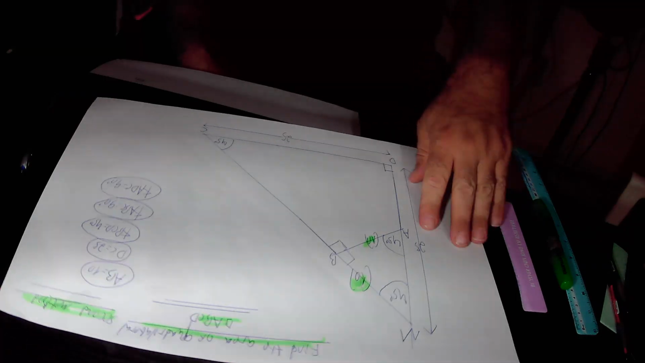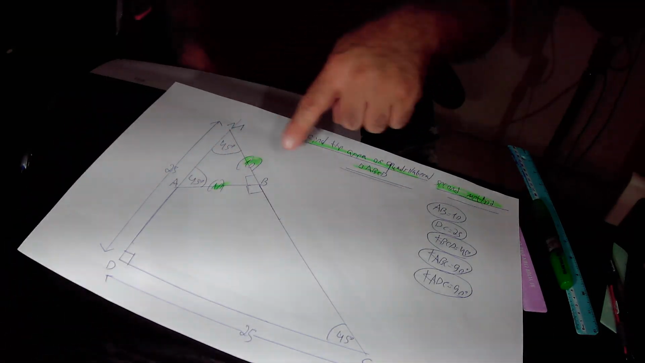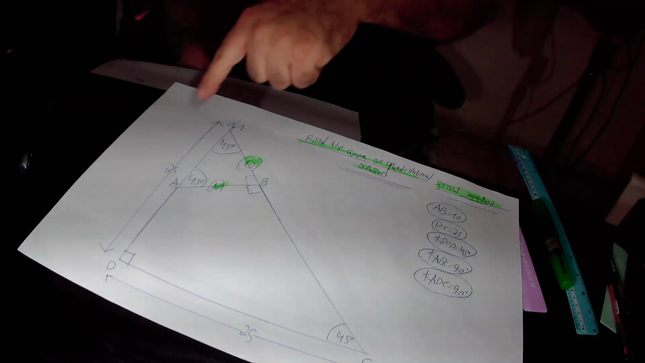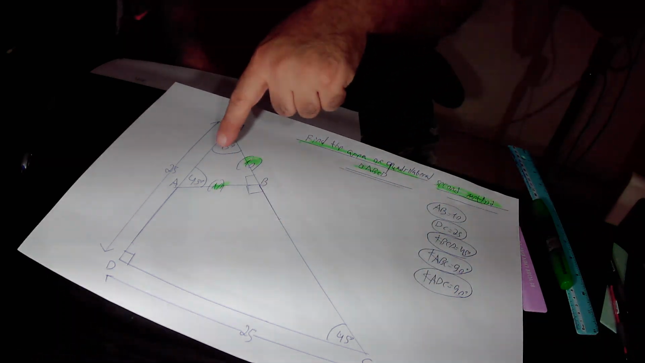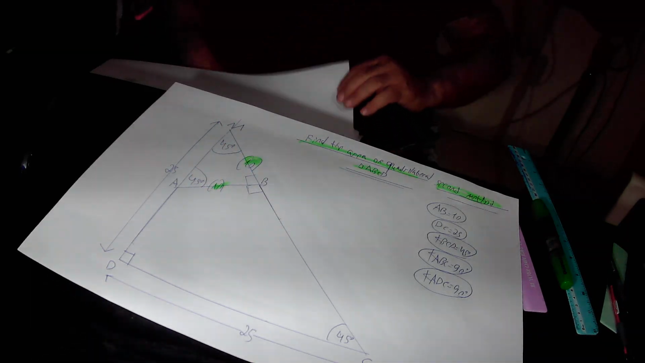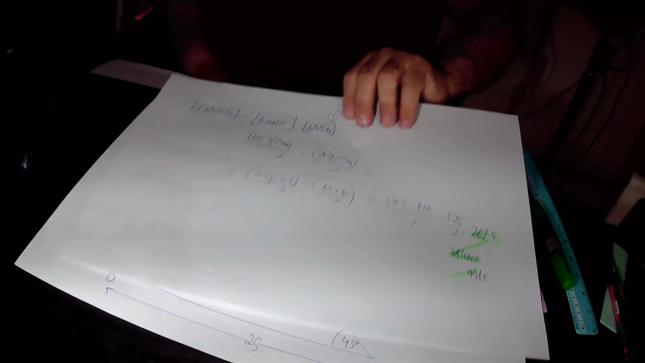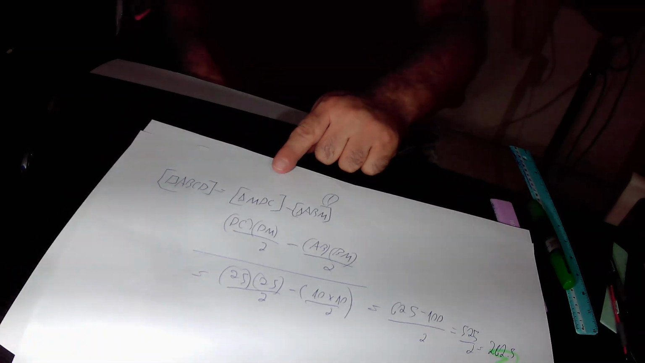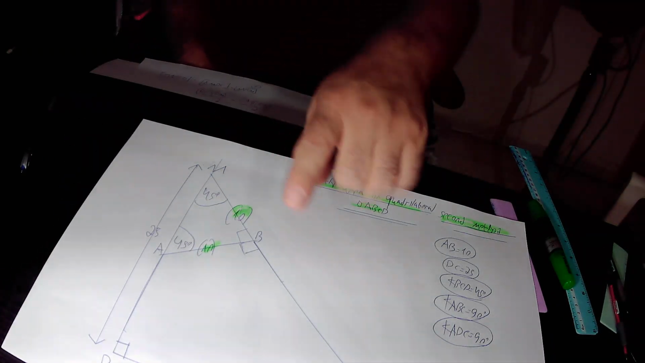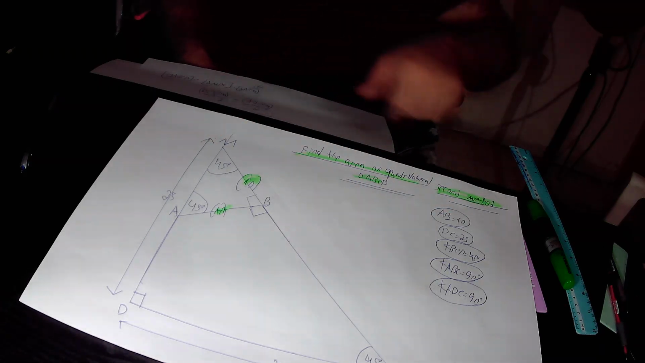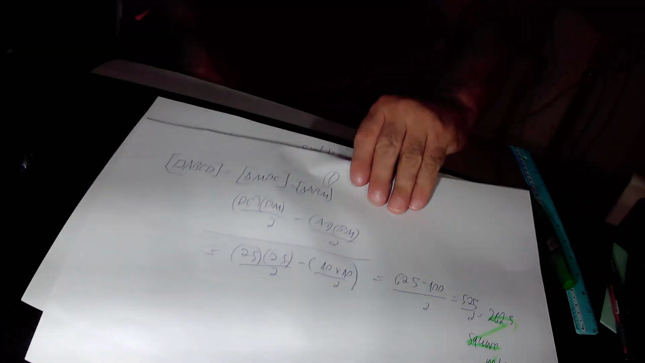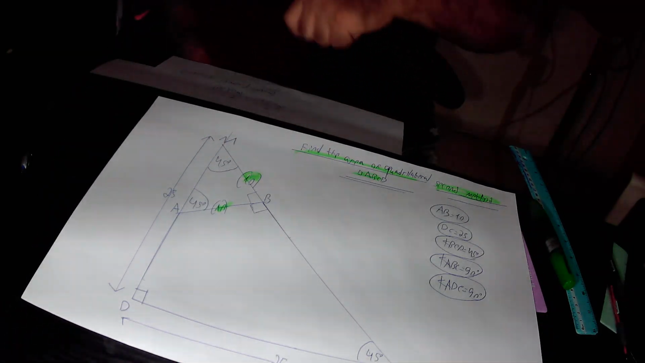Our task is to find out the area of this quadrilateral ABCD. What is the area of this quadrilateral ABCD? It is equal to the area of the big right triangle MDC minus the area of the small right triangle ABM. The area of the big right triangle MDC equals the base DC times the height DM over 2, minus the area of this small right triangle ABM.